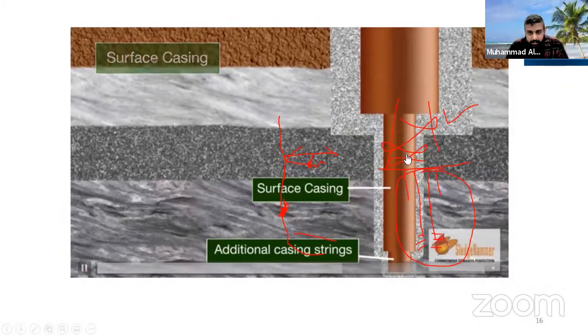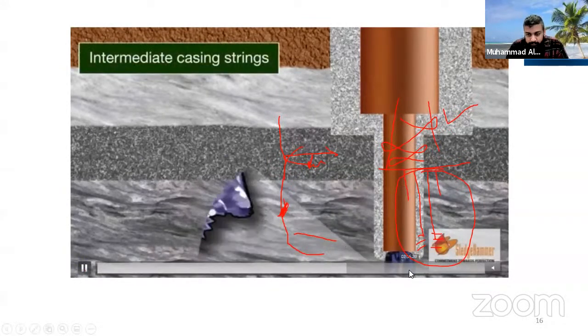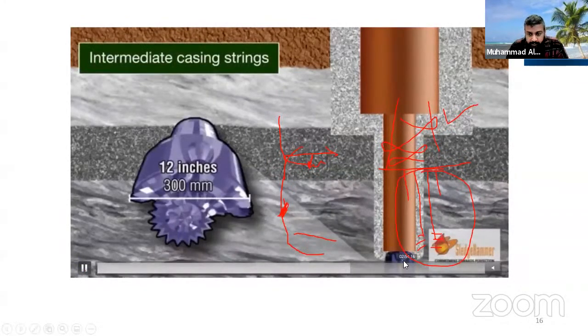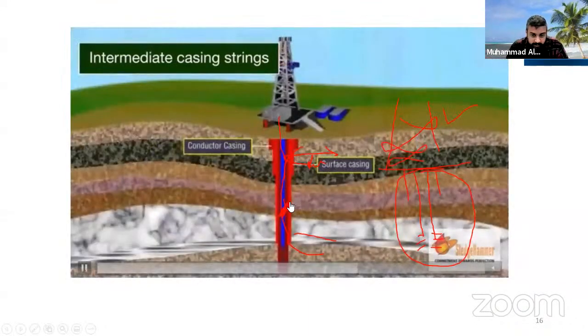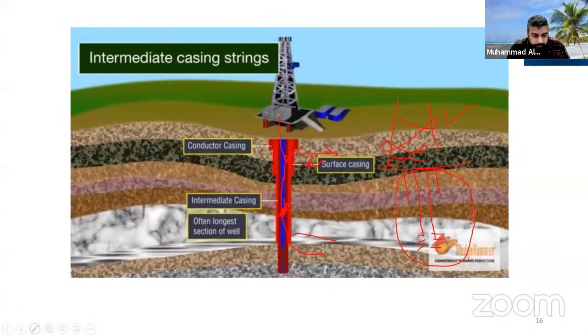So here is another casing they're cementing. Here you can see they reduce now this bit design. They are changing the bit size. They are changing the bit. Of course, this is all drilling engineering work that they are planning.